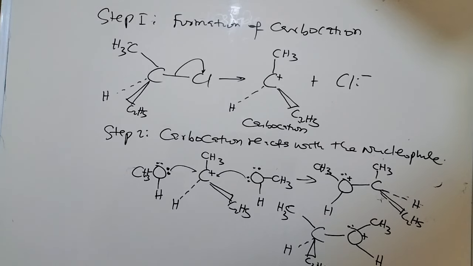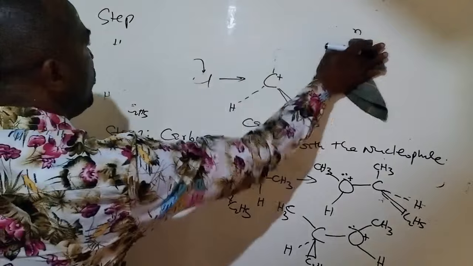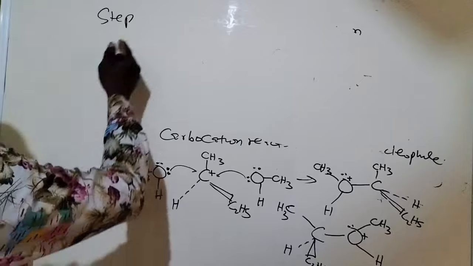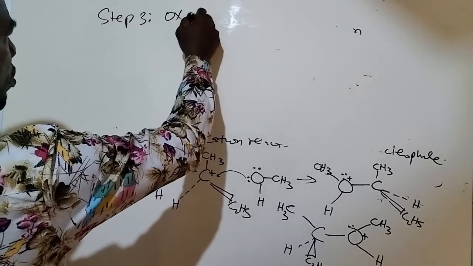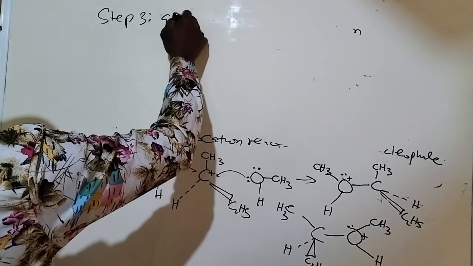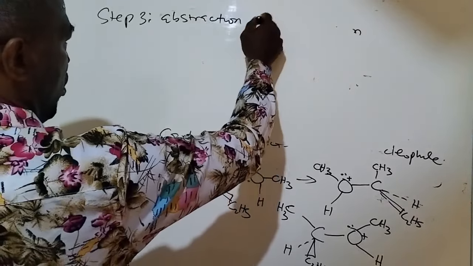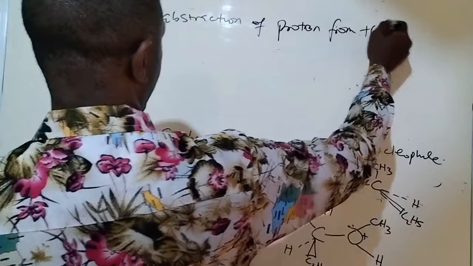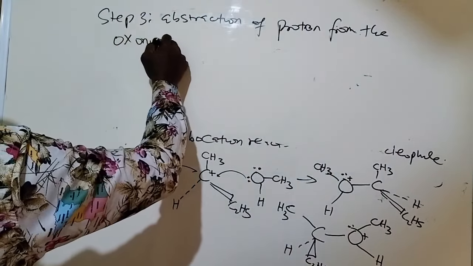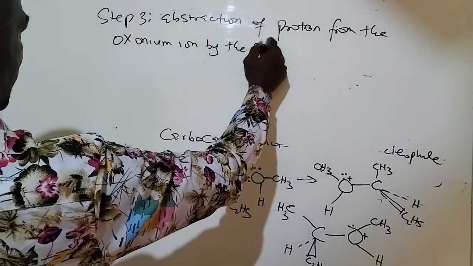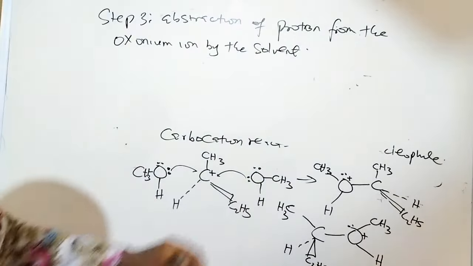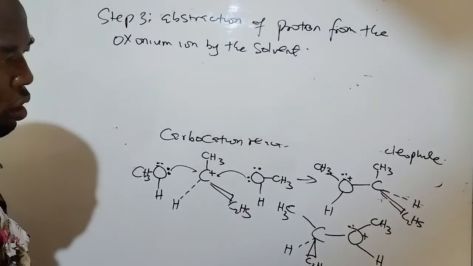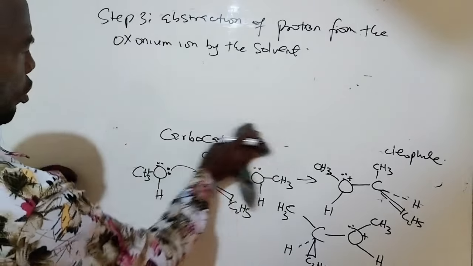Then the next step now is that each one of the oxonium ions will react again with the nucleophile, with the methanol again once more. That's step 3. So in step 3, we now have the oxonium ion, and the abstraction of proton. Abstraction means removal or elimination of proton from the oxonium ion by the solvent or the nucleophile, methanol. So we'll draw any of them of our own choice, this one or that one, anyone you want to draw. That's okay. So we'll draw one of them.